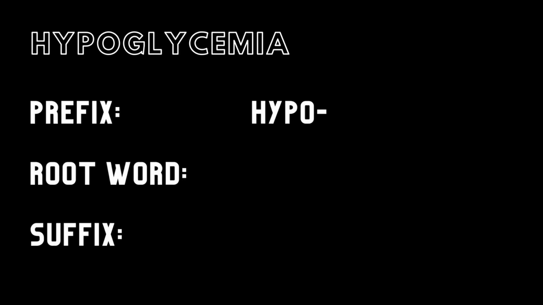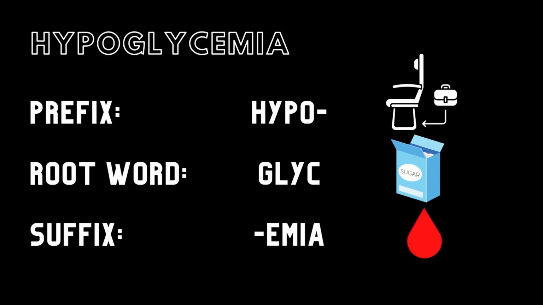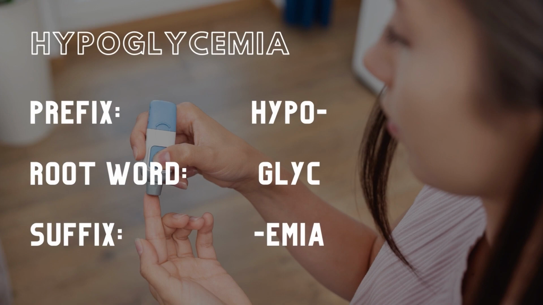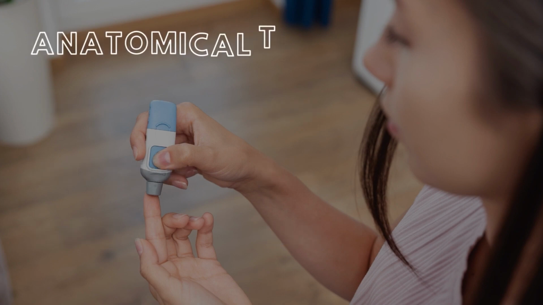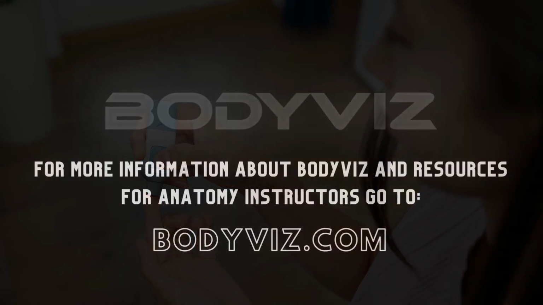Hypoglycemia consists of the prefix hypo, root word glyc, as in glucose, and a suffix of emia. Deducing that hypo means underneath or below, glyc is a root of glycogen, which means sugar, and emia is a suffix meaning blood. We can conclude that hypoglycemia means low blood sugar. This is a classic example of anatomical terminology.